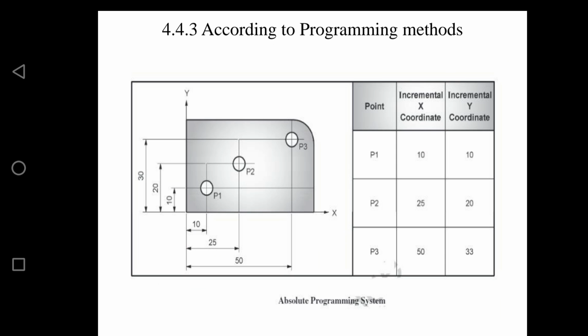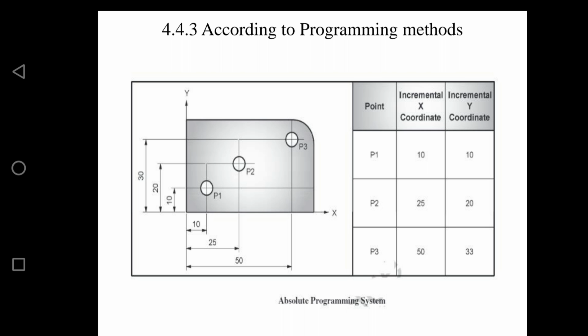So finally, numerically controlled machines are divided according to the programming method. In this one, we have two types of machine systems. One is the absolute programming numerically controlled machine system, and the second one is the incremental programming numerically controlled machine system.